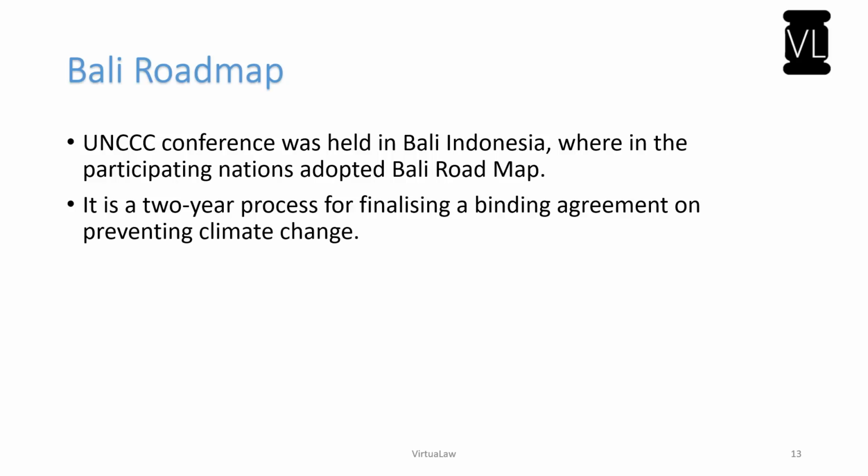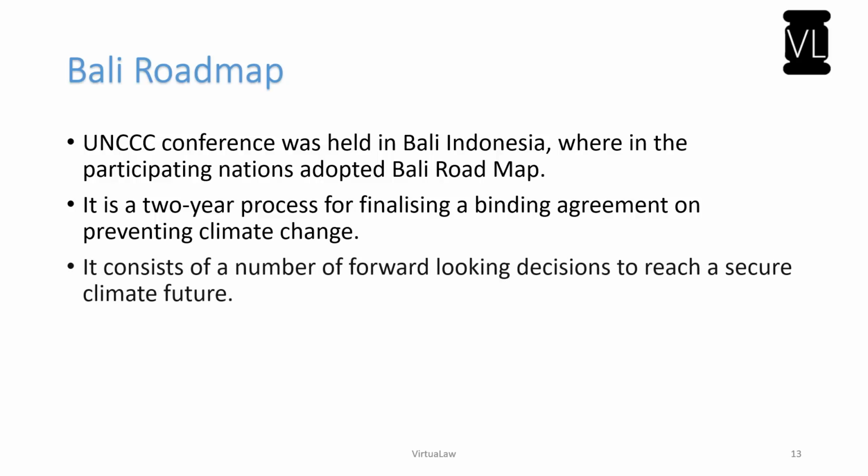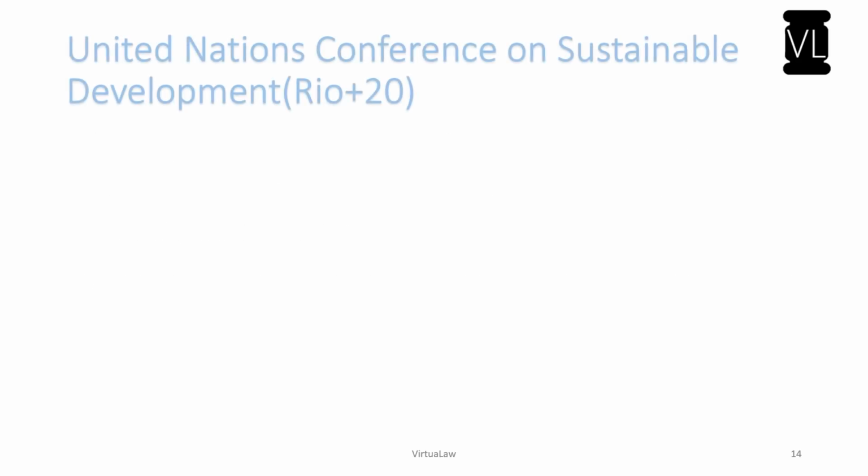So a roadmap is nothing but a futuristic statement. Here it is a 2-year process for finalizing a binding agreement on preventing climate change. Again, these 2 years have expired, and the Bali Roadmap is currently not of significant importance. It consists of many forward-looking decisions to reach a secure climate future.